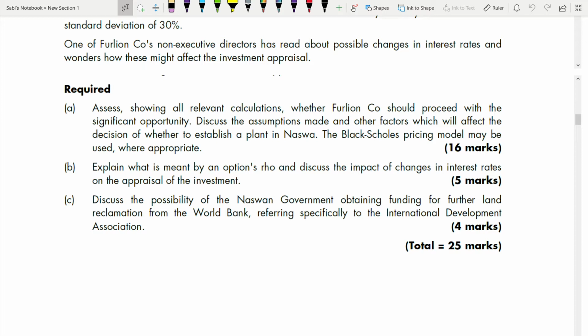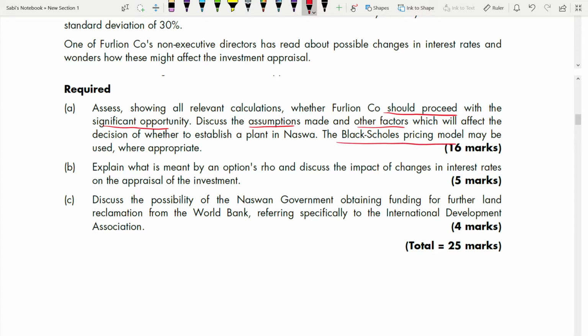Right? So this has tons of requirements in one requirement. First, we have to say whether the company should proceed with the opportunity. That means whether they should go with the investment or not. So, should proceed with significant opportunity. This is your first requirement. Second is discuss assumptions and other factors which will affect the decision of whether to establish a plant. And wherever you see it is appropriate, Black-Scholes option pricing model can be used.